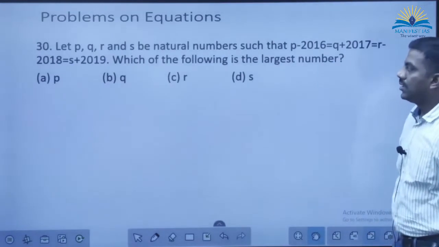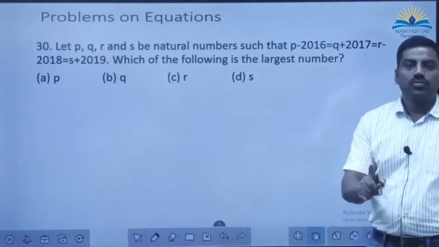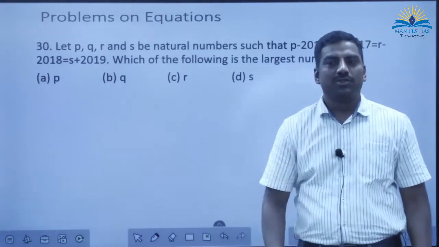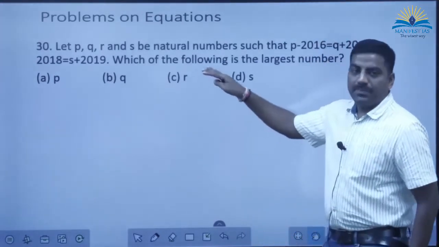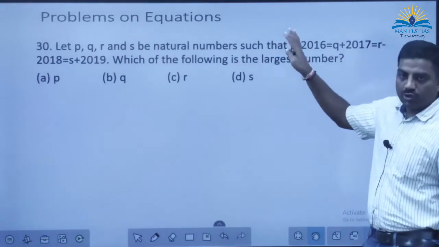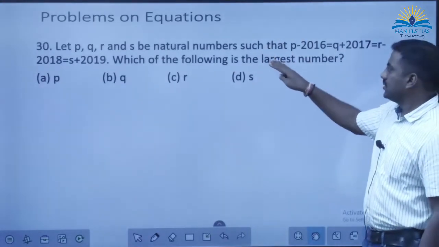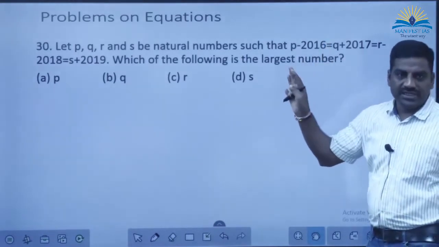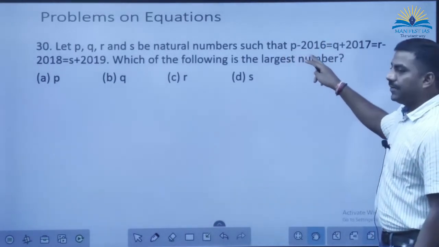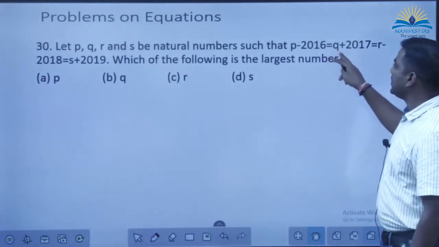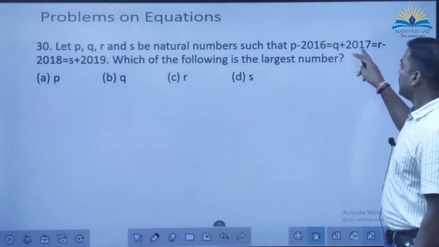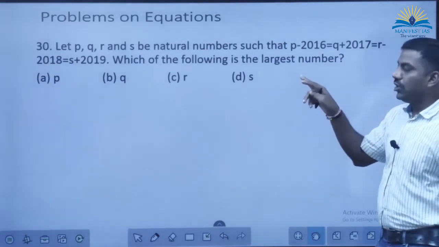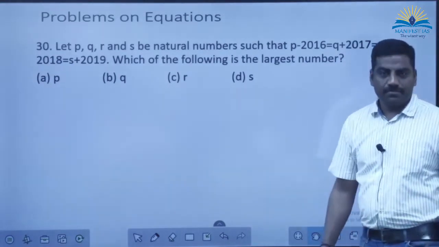Next. Here I don't want you to write anything for this question. I just want you to observe. Let P, Q, R and S be natural numbers. That means no negative integers, only positive integers. Such that P minus 2016 is equal to Q plus 2017 is equal to R minus 2018 is equal to S plus 2019.